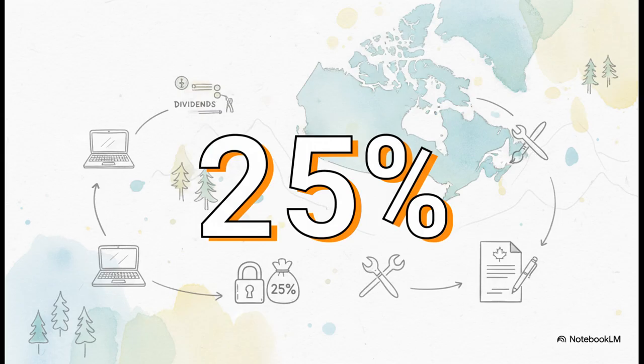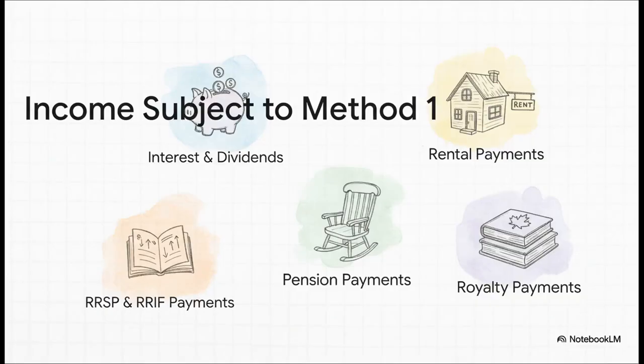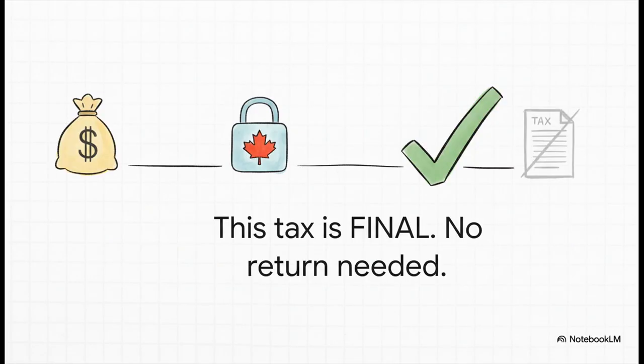Now, a key side note here is that a tax treaty between Canada and the non-resident's home country can often reduce this rate significantly. So what kind of income gets this treatment? Well, it's typically what we call passive income. Think of things like interest and dividends from Canadian investments, rental payments from a Canadian property, pension payments, RRSP withdrawals, and royalty payments. Basically, these are all situations where the non-resident isn't actively in Canada working to earn that money. And here's the key concept for Method 1, finality.